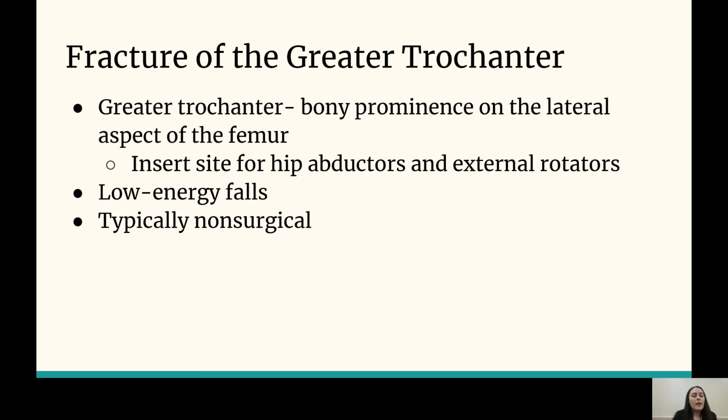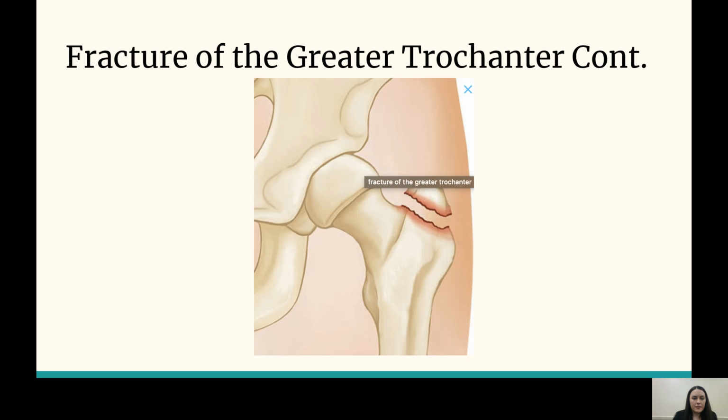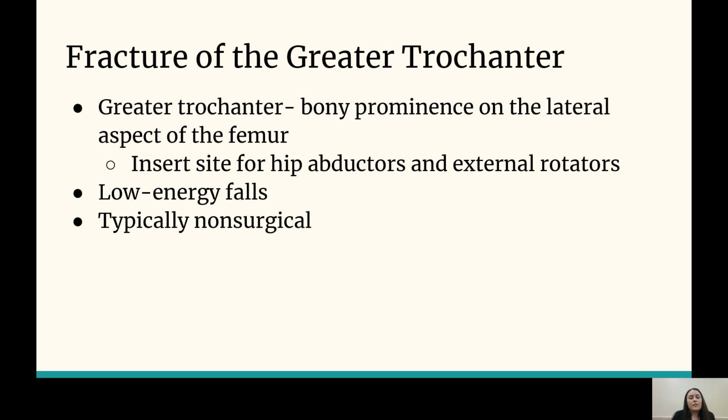Next, we're going to talk about fracture of the greater trochanter. So this area is the bony prominence on the lateral aspect of the femur, and it's an insertion site for both the hip abductors and external rotators. So it's especially painful with adduction and extension because of this. It typically happens during a low energy household fall.